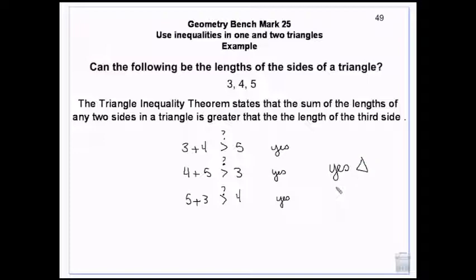You have to check all 3 combinations because it might not be necessarily the case that, well, in this case it worked, but maybe this third one didn't work. Then it couldn't be a triangle. So you have to check all 3.